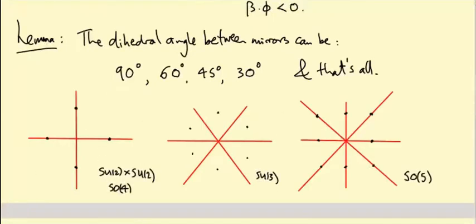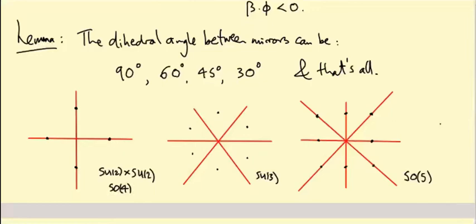This first one, you can see there are four roots, these black points, and there are two root hyperplanes in red. You can check this is a root system. It turns out this is the root system of SU2 times SU2. It's also the root system of SO4.